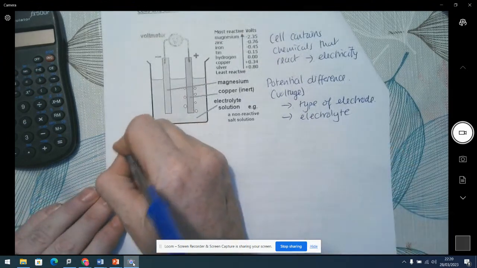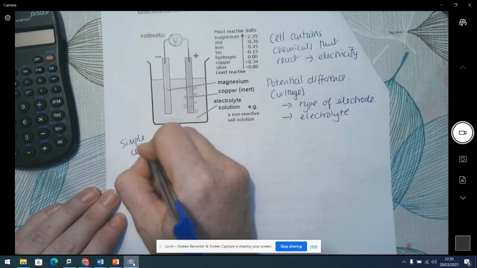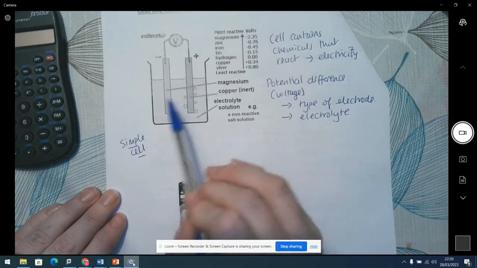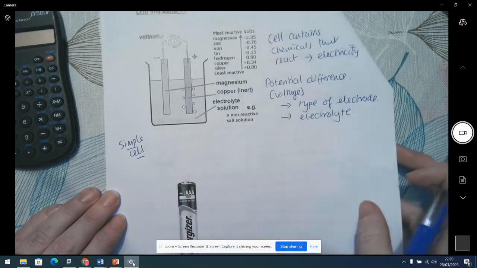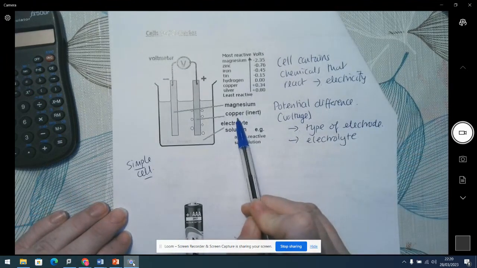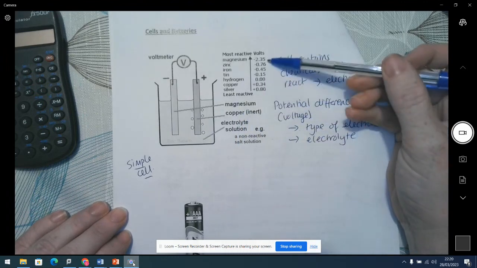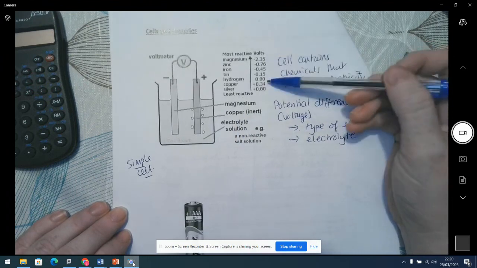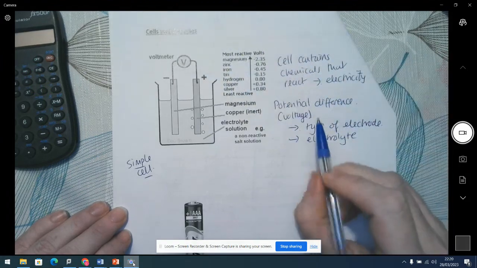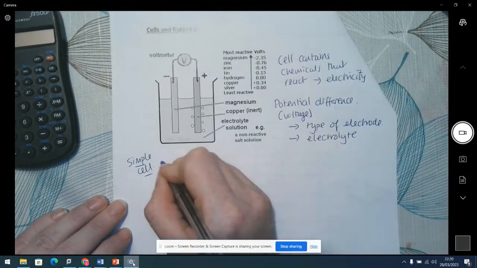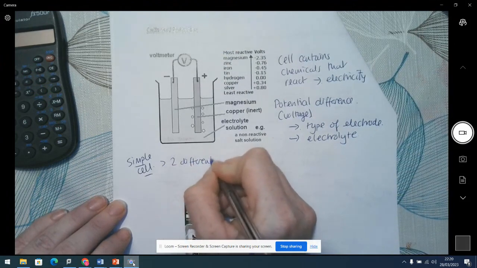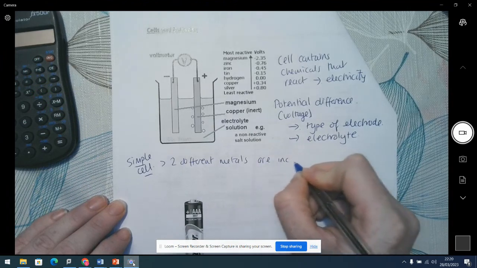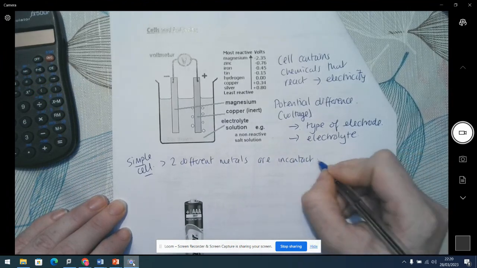Now, if I was to create a simple cell structure, essentially all I would need to do is take two metals that are different. You can see in my diagram, I have magnesium and copper. If you look at the reactivity series, they are quite far apart. So I get to create a greater voltage because of that. A simple cell essentially is two different metals that are in contact with an electrolyte.